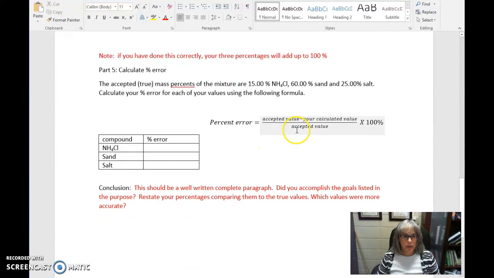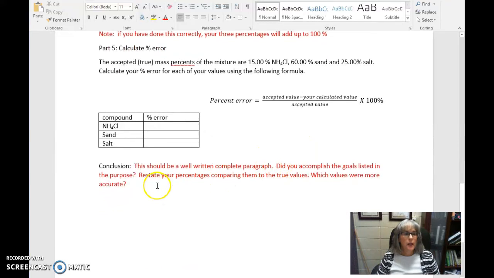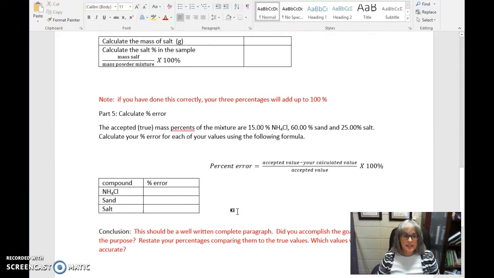Calculate your percent error. Here's the formula for percent error. And then your conclusion. This should be another well-written paragraph. Did you accomplish the goals? Restate the percentages and compare them to the true values. Okay? And you'll be ready to finish this lab.